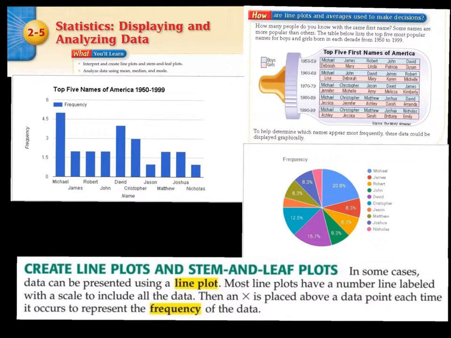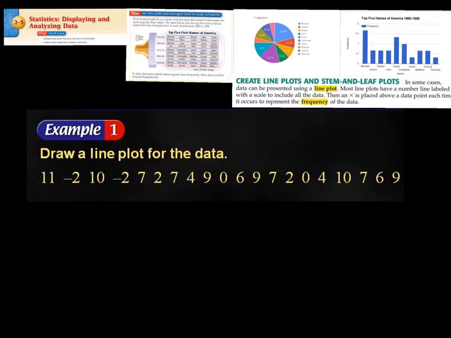In some cases, data can be presented using a line plot. Most line plots have a number line labeled with a scale to indicate all the data. Then an X is placed above the data point each time it occurs to represent the frequency of the data.